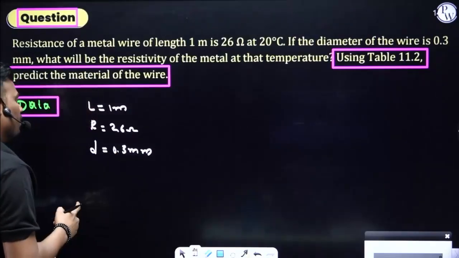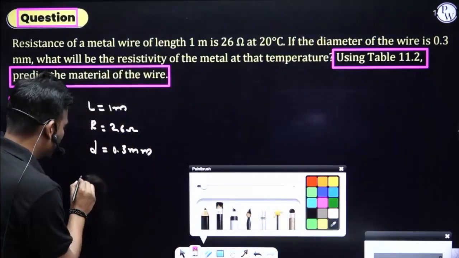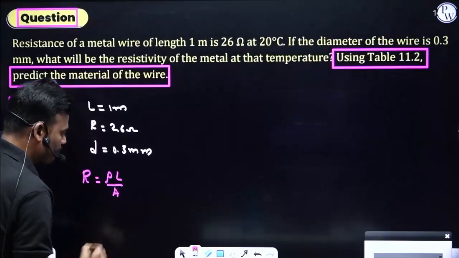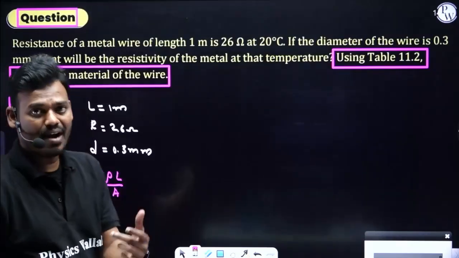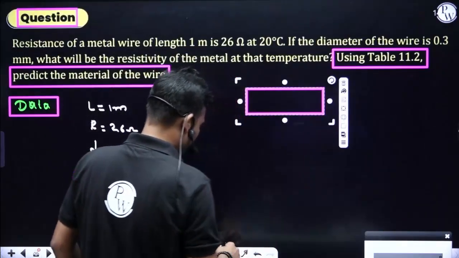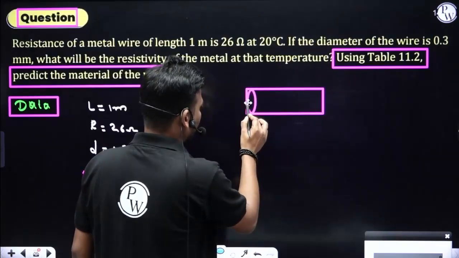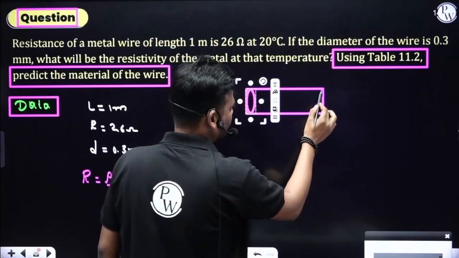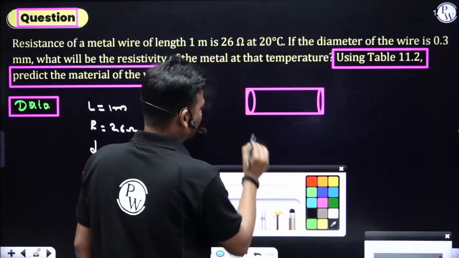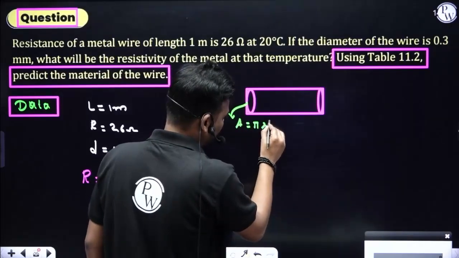To calculate resistivity, what is the relation between resistance and resistivity? We know that R equals rho L divided by A. But we don't have A, the area of cross section. If we consider a conductor, this is the area of the conductor. It looks like a circle, right? So you can consider it as pi r square.